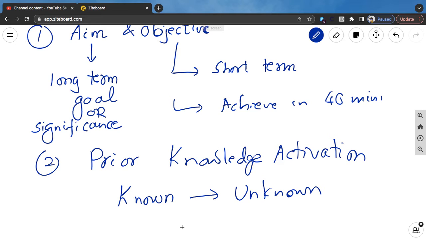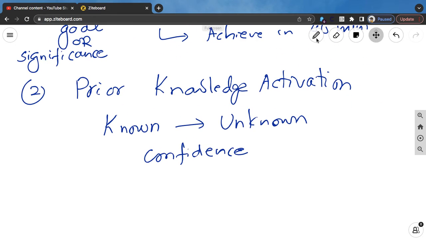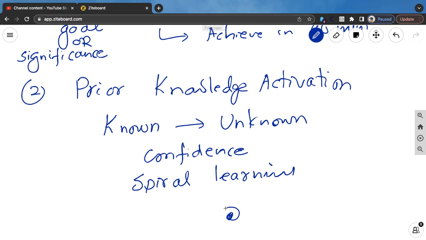They are also gaining confidence because they feel that, oh, I have already learned a bit of this, and now I'm only going to build more on it. So it is like the spiral learning that you repeat. So in spiral learning, you repeat what was done before, and then you build on it. Again you repeat and you build on it, and so on.